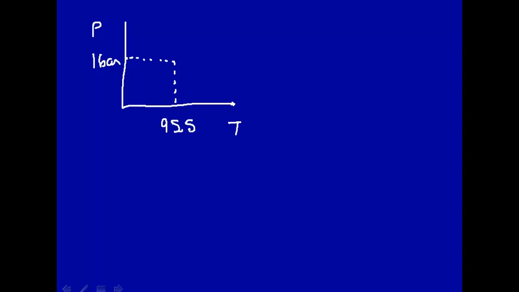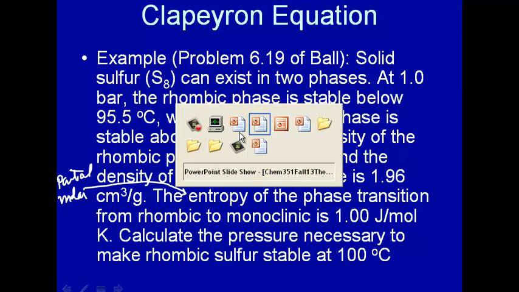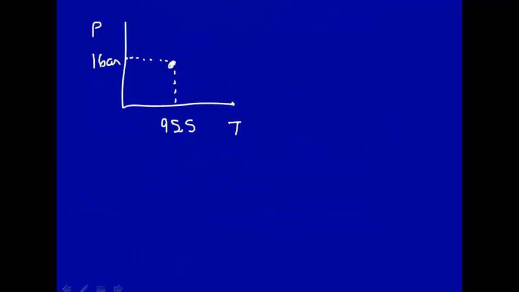That's kind of cool. All right, so let's draw the piece of the phase diagram that this problem is referring to. This is the pressure axis, and this is the temperature axis. We're saying at 1 bar and at 95.5, that's the phase transition. Why is that? Because below it you get one phase and above it you get another phase. So that's a point along the phase boundary.